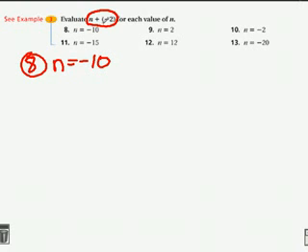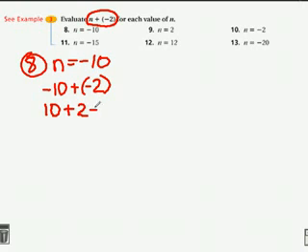So I'm going to put that negative 10 into this expression right here. So it's negative 10 plus a negative 2. Not 1, 2, Mrs. Johnson. There we go. Okay, we have the same sign, so we're going to add 10 plus 2, which equals 12. But here, we have to give it a negative sign because we were adding negative integers, so it's negative 12.